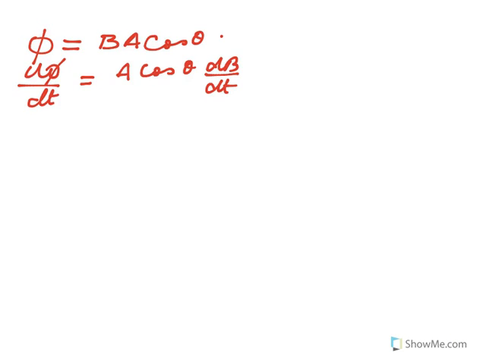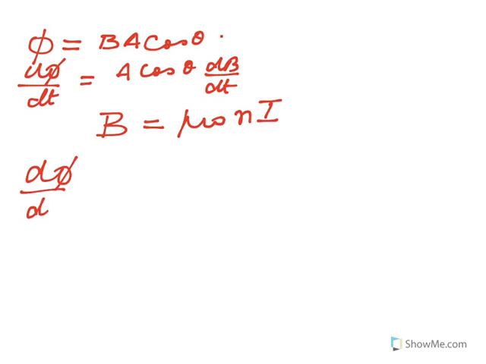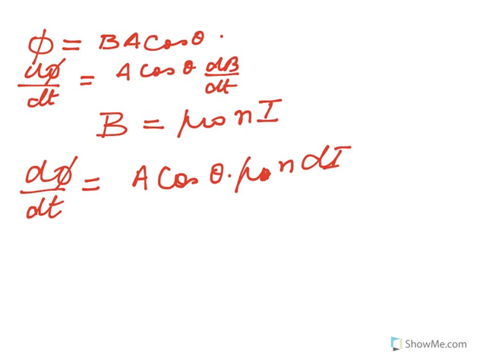B we have found out from Ampere's circuital law as being equal to mu naught Ni. So d phi dt can also be written as A cos theta mu naught N di dt.